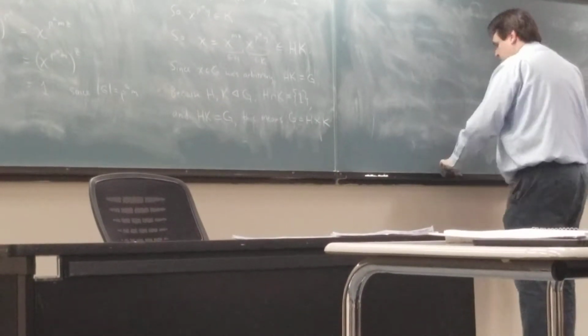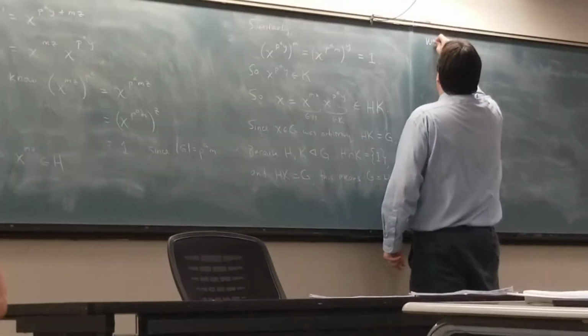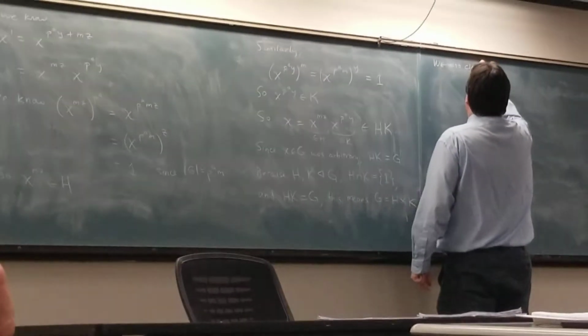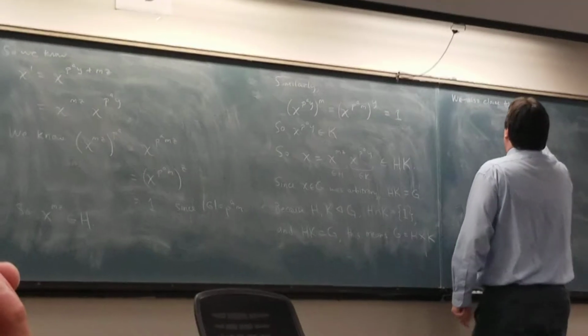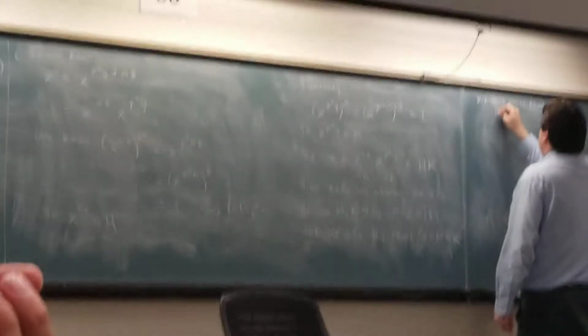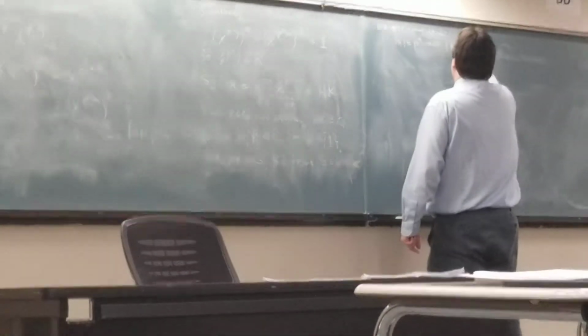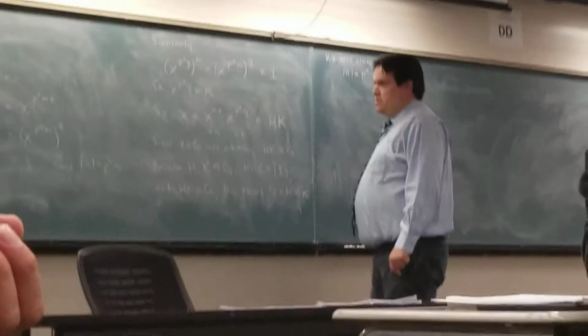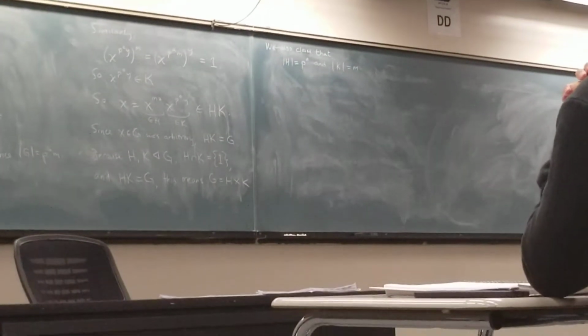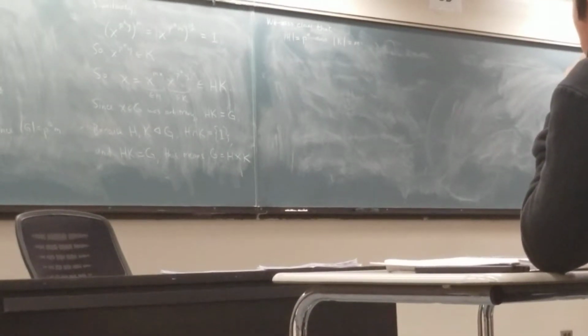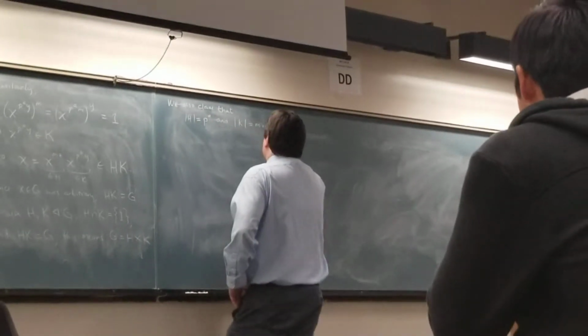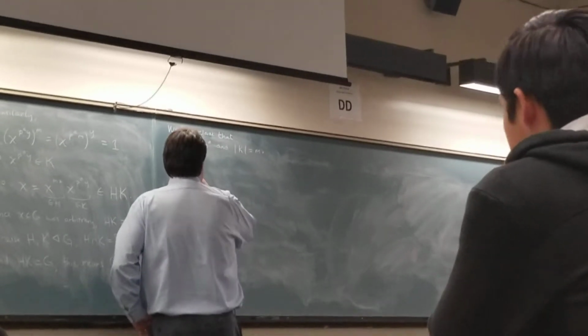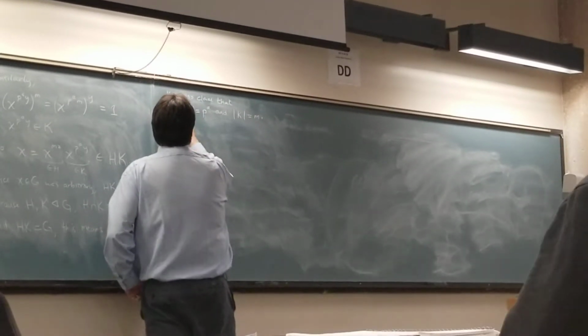Okay, so we also claim that the order of H is e to the a, and the order of K is equal to m. All right, so here's why. Yeah, we're going to use some more number theory here. Okay, here's why.